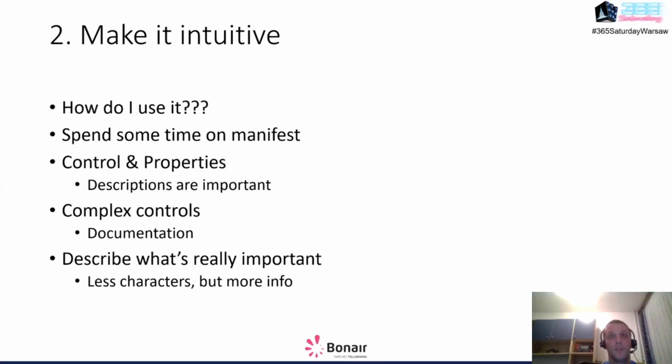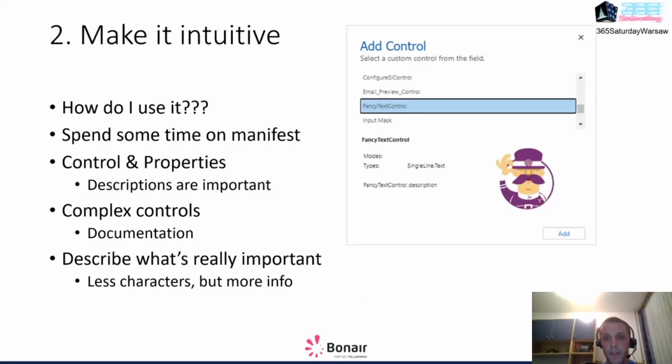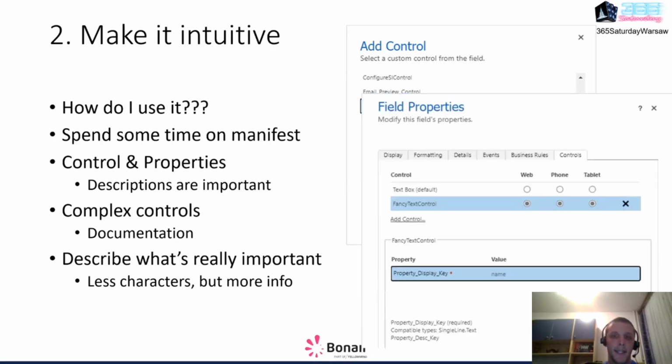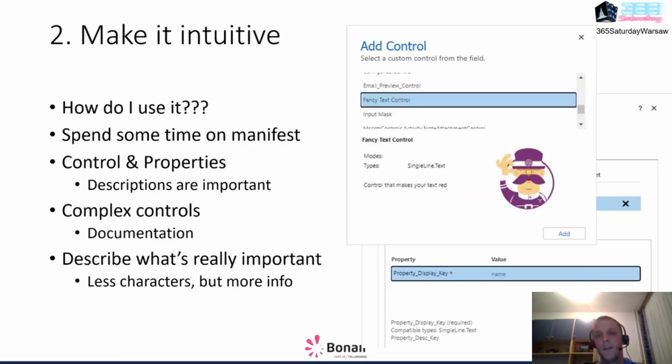Describe what's really important. Don't use long sentences, just the important information about the properties or controls. Here are examples of a control that is just out of the box without any customization. For example, property display key, fancy text control without spaces. You should not do that.